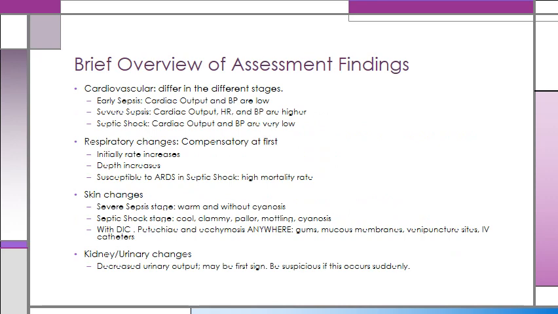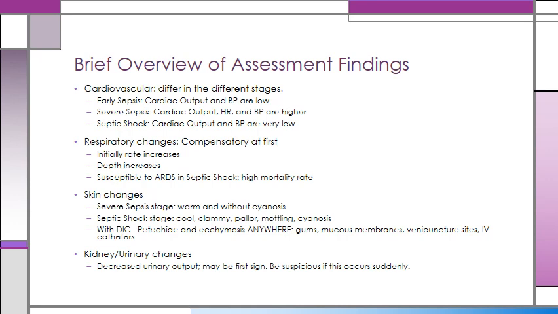This is a brief overview of the assessment findings on different body systems. Cardiovascular, it differs in the different stages. If you remember, in early sepsis, the cardiac output and blood pressure are going to be low. So you'll have that early indication that things are low.